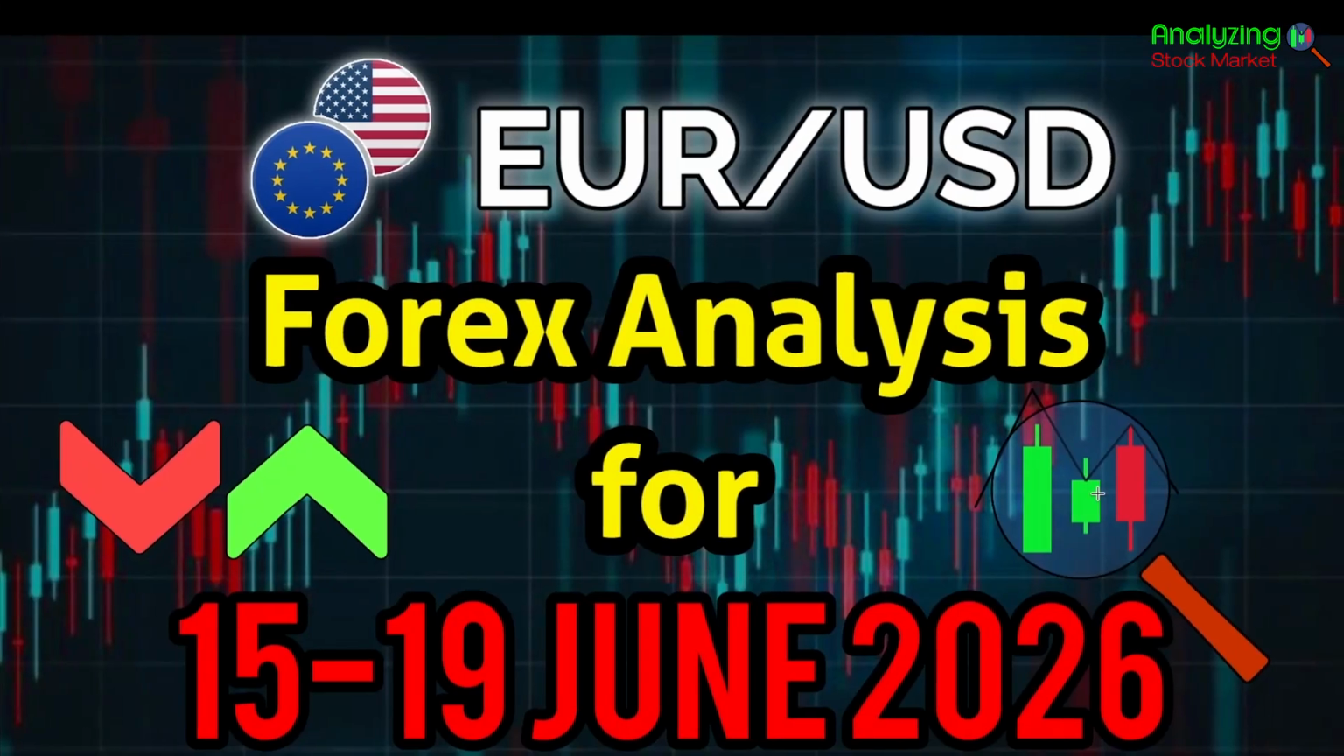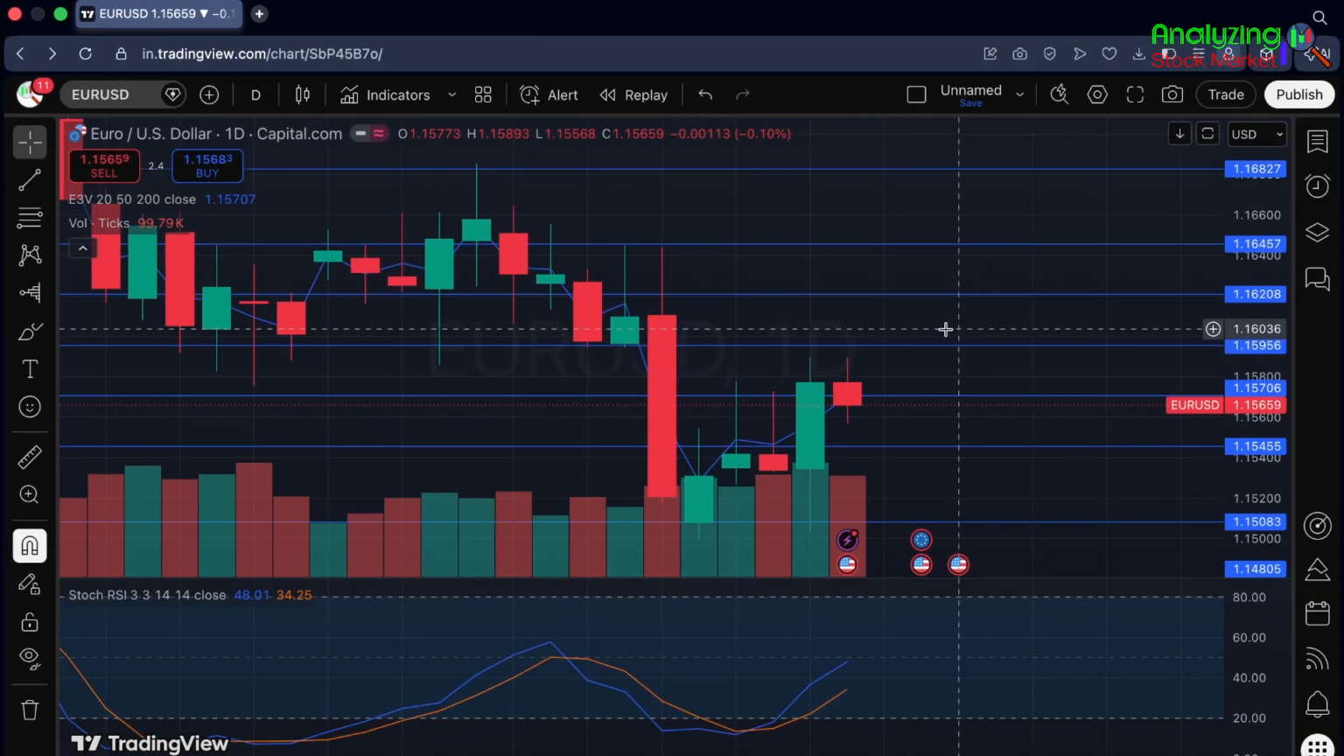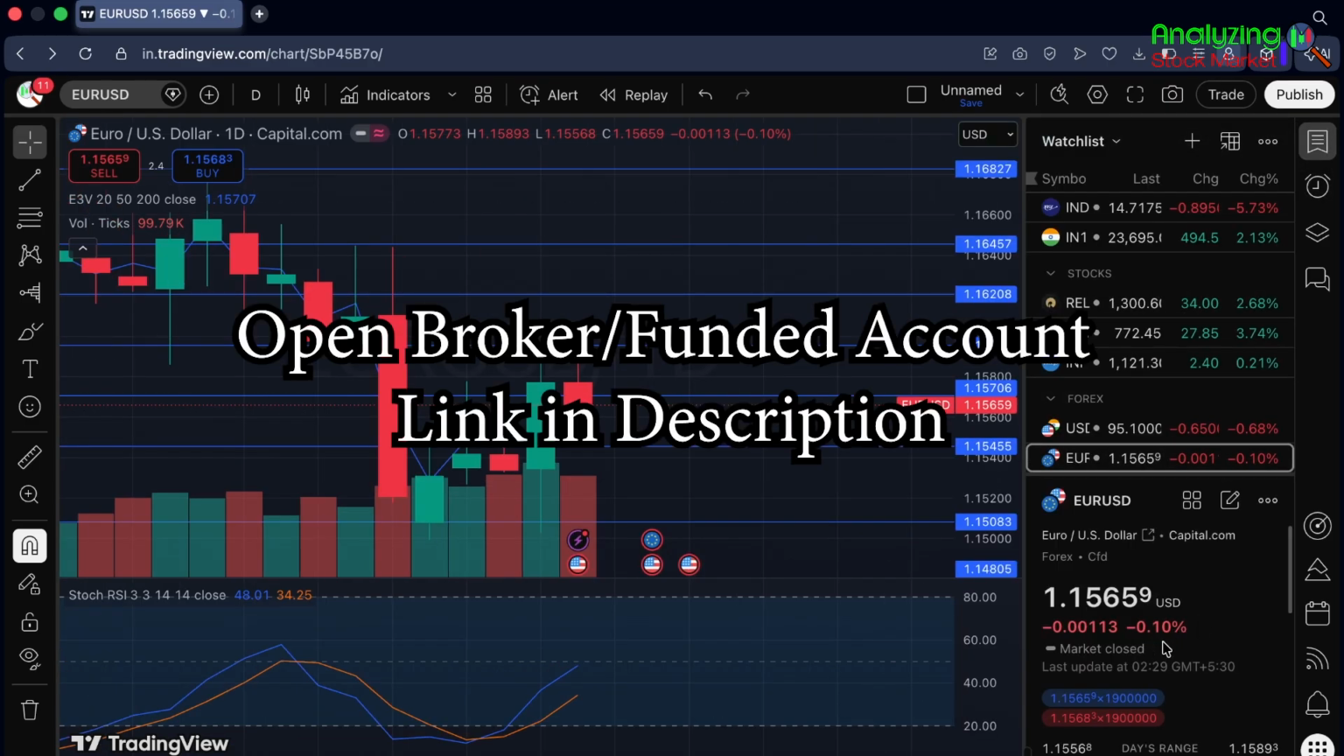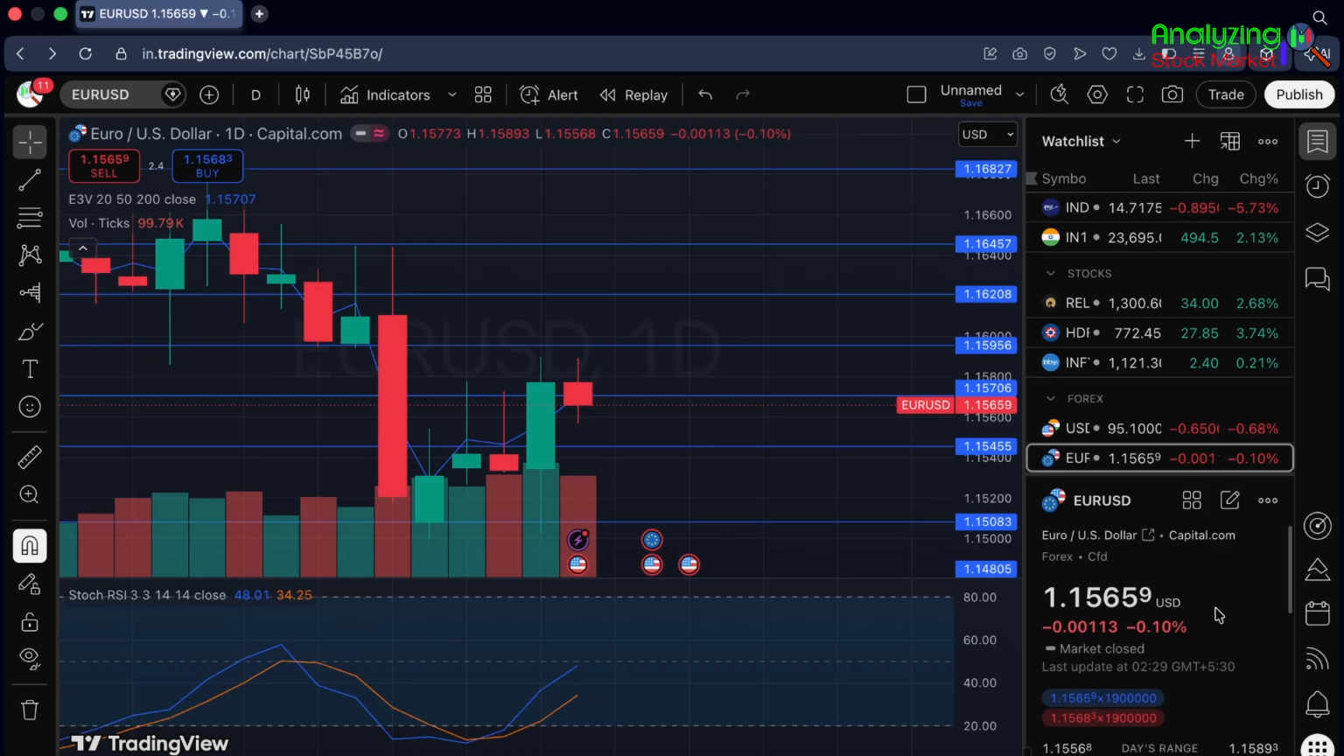So today I'll be talking about the Euro USD pair and we'll do the forex analysis for 15th to 19th June 2026. So let's go straight to the chart. First let's see what happened in Euro USD on Friday. As you can see, a 0.10% negative move, 1.15659 is the closing. Here I'll be talking about what is going to happen in the coming week. I'll also be marking some important support and resistance zones which will help you to take better stop loss and target levels according to your bias for this week.